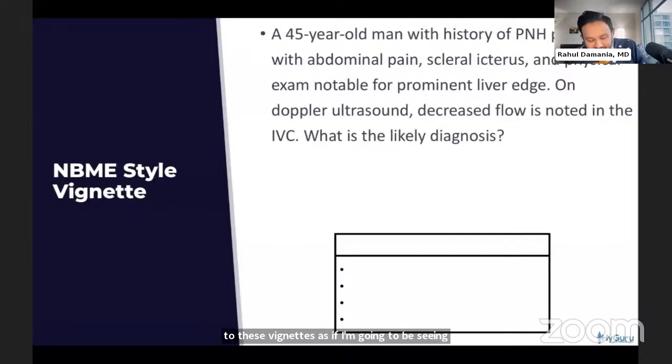Here we go. A 45-year-old man with history of paroxysmal nocturnal hemoglobinuria presents with abdominal pain, scleral icterus, and physical exam notable for prominent liver edge. On Doppler ultrasound, there is decreased flow in the IVC. What is the likely diagnosis here?